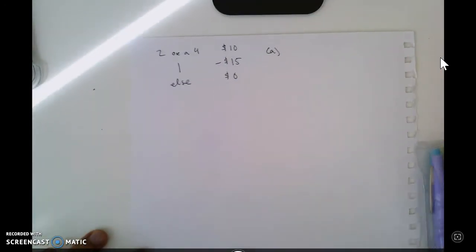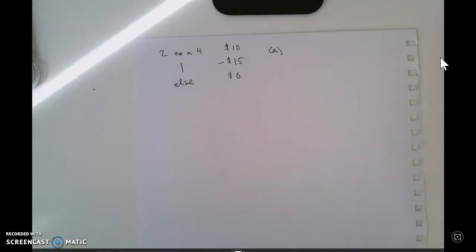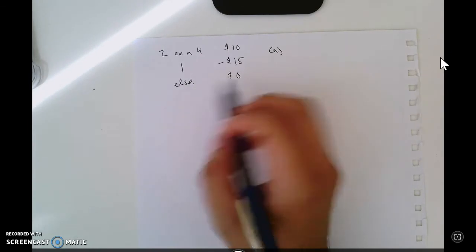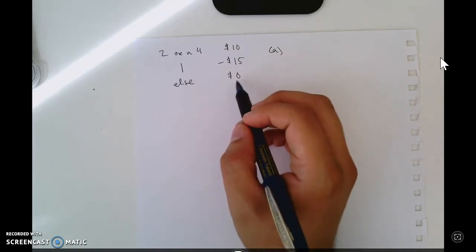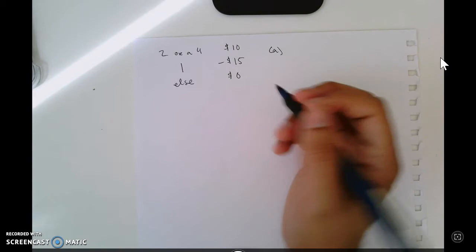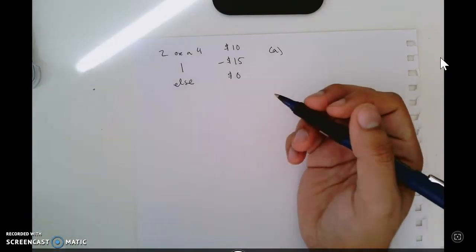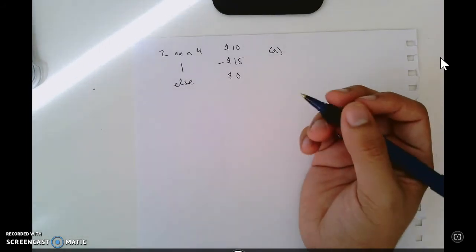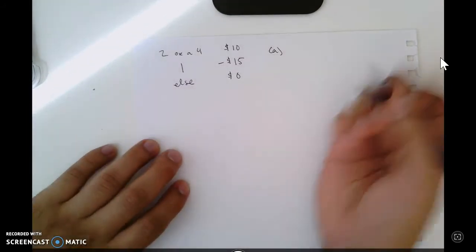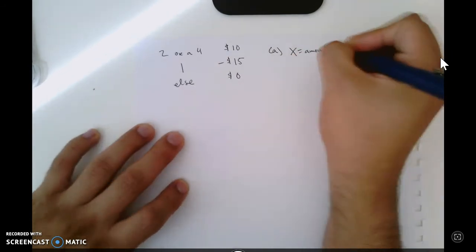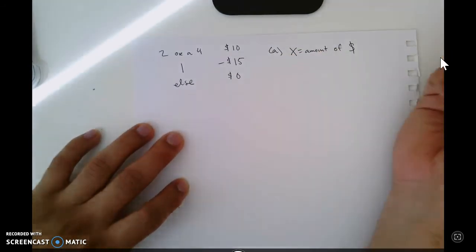So I can either get a 2 or a 4 and I win $10. I can get a 1 and I lose $15. If I get anything else, I don't lose anything or gain anything, right? So I want to find the probability distribution of the amount of money that I win. I'm going to say X is the amount of money I win, which is just how much I'm going to win.